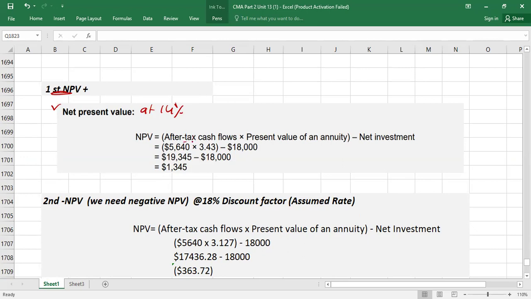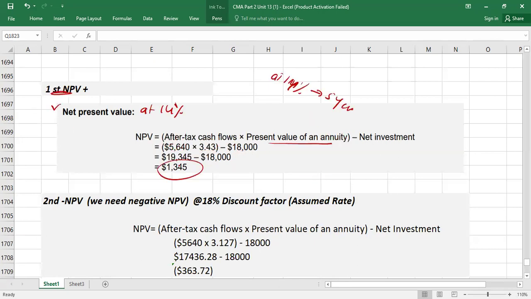We took after tax cash flows multiplied by annuity factor. So after tax cash flows were 5640 from year 1 to 5. Annuity factor was 3.43 at 14% for 5 years. This factor we took. So this is called present cash inflows, and minus net investment, which is 18,000. So you got a first NPV, normal, 1345. This is called normal NPV.